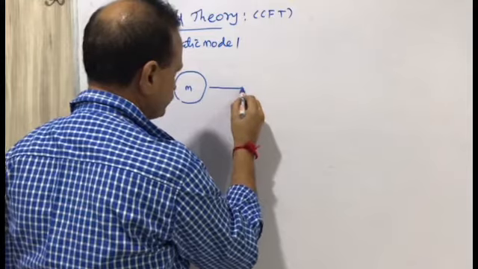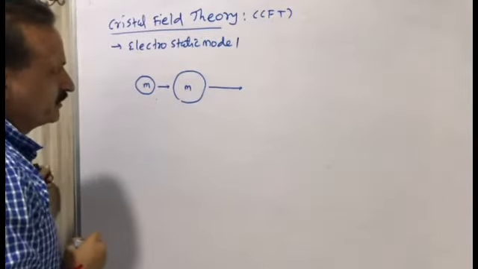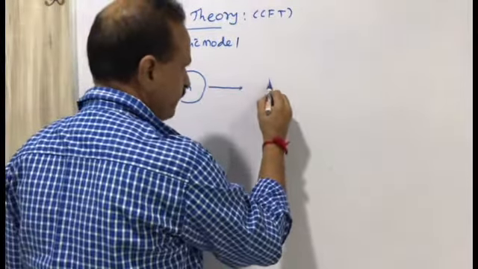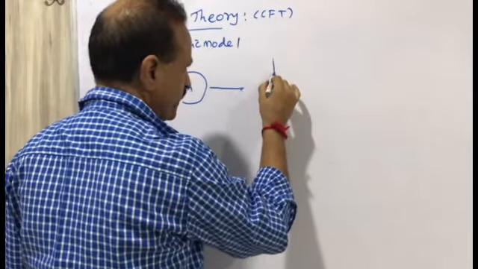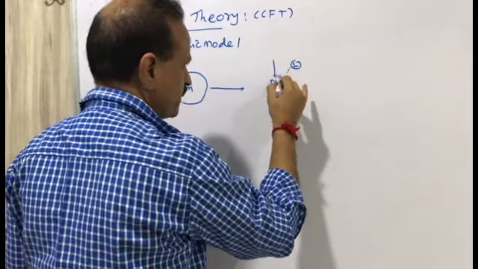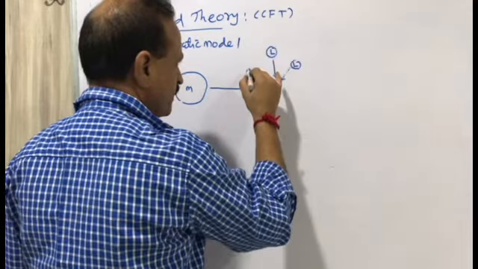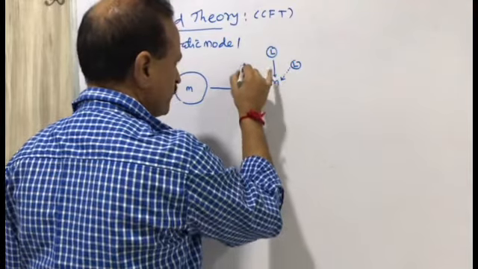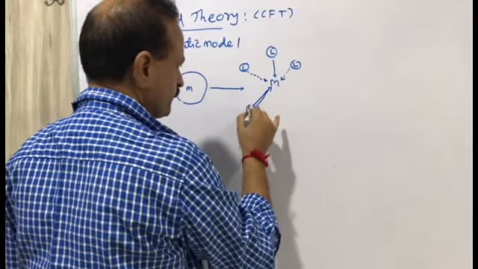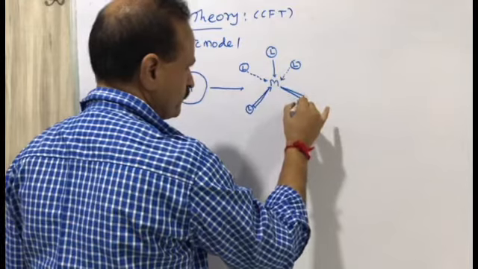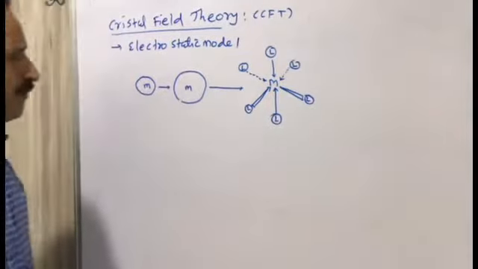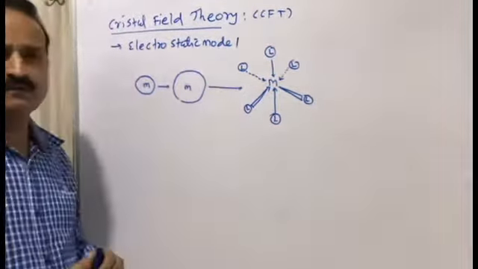Then we have the splitting of d orbitals when the metal is surrounded by ligands. When the metal is surrounded by ligands, the splitting is done, in an octahedral complex compound. So this is the first explanation that we are going to discuss.